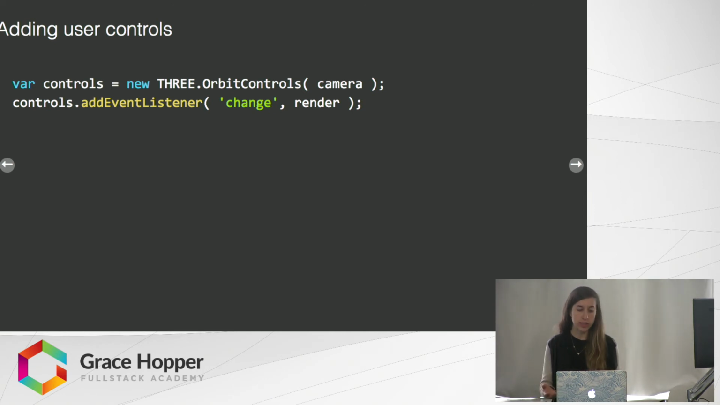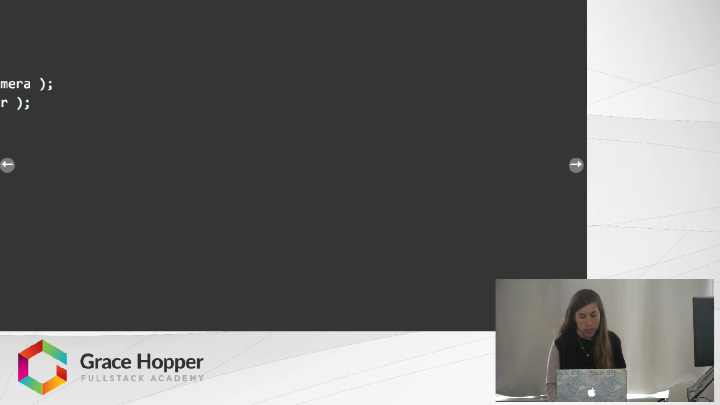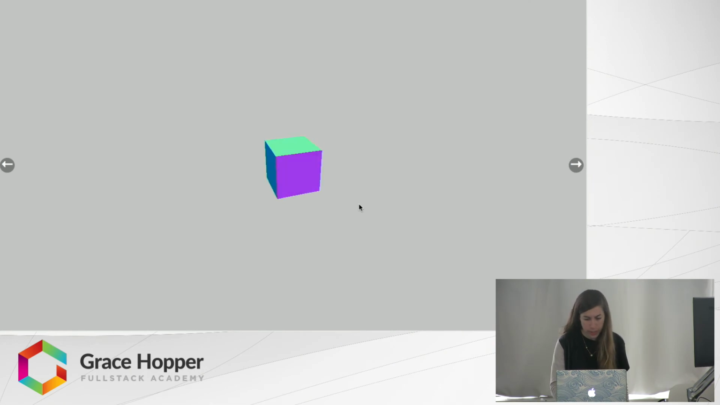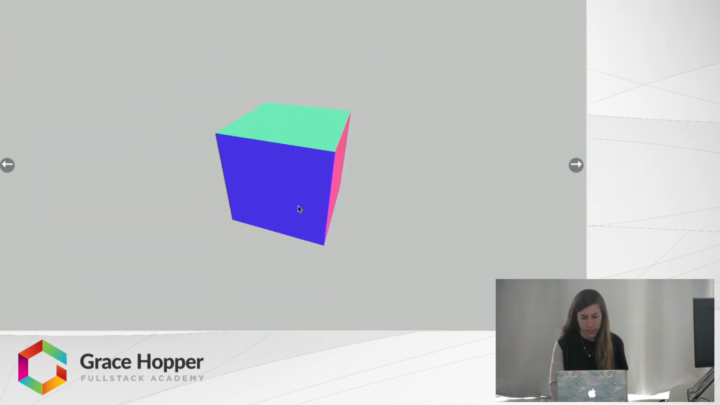So once we create the controls and attach an event listener, now, for example, I can look at the cube and I can zoom in and zoom out.